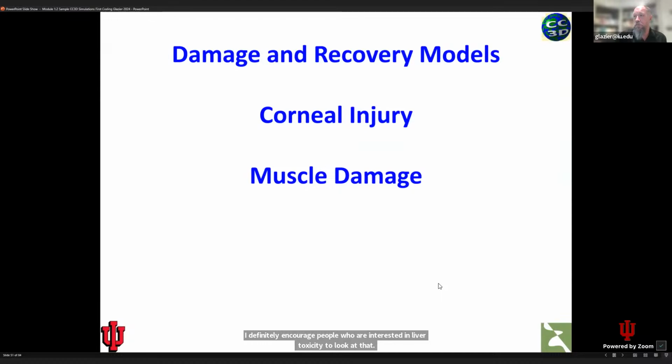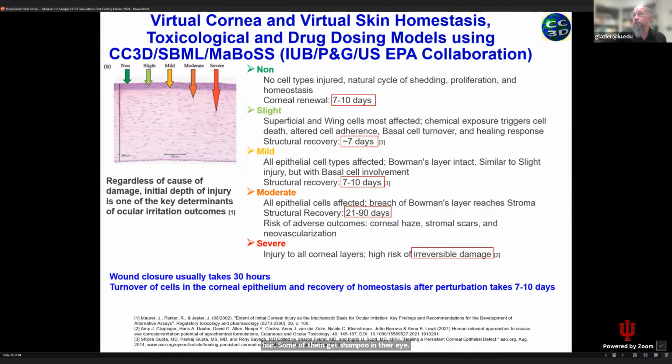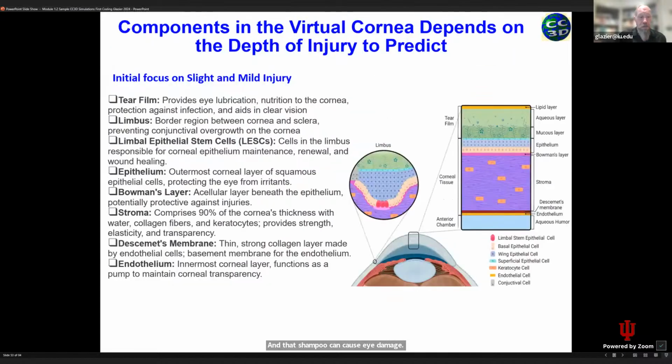Something that we've done a little bit more recently has been damage and recovery models. Joel, who's here on the call, and Michael Getz have been looking at eye damage. 2 billion people a day use shampoo on their hair. Some of them get shampoo in their eye, and that shampoo can cause eye damage. And you'd like to understand how that works.